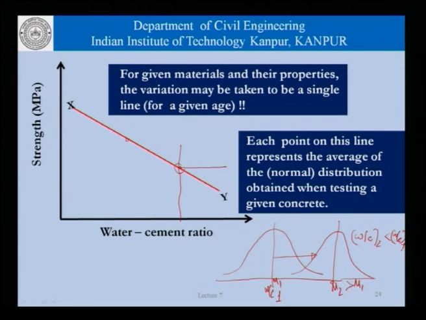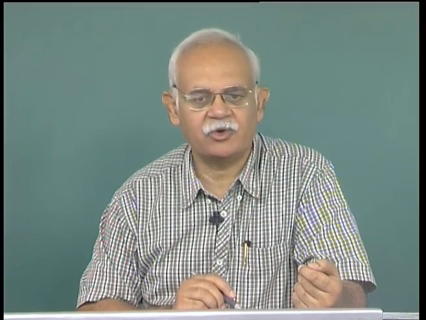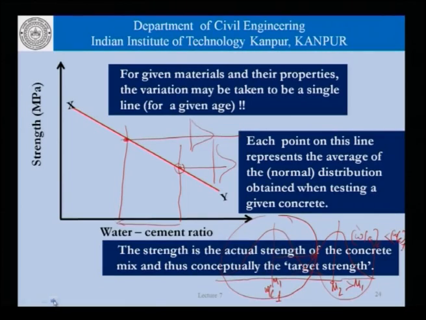What this point really represents is this entire distribution. If we have reduced this water cement ratio and we carry out this exercise again, then this point here represents this entire distribution. So, what we are getting is not distributions like this. And once we understand this concept, then we are in business. We know exactly how to handle the strength water cement ratio relationship. As I have been stating, the strength is the actual strength of concrete mix and thus conceptually the target strength.